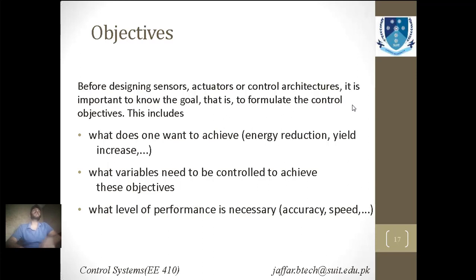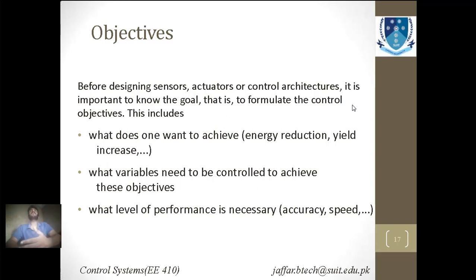The primary objective of any control system is basically the most important objective that you want to achieve. Let's say I run a factory, and my factory produces 1,000 pieces of something in a day, and I want to increase that output to 3,000 per day. So this is my primary objective.